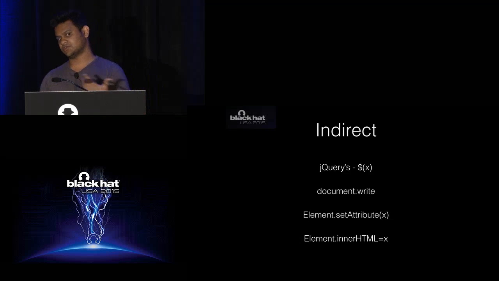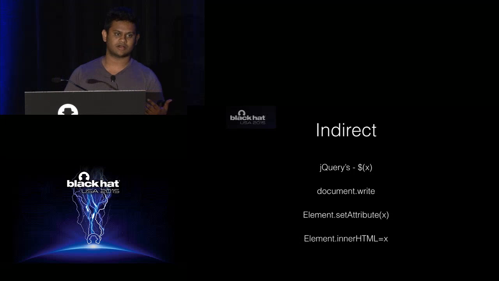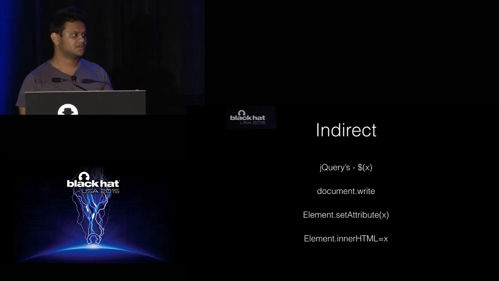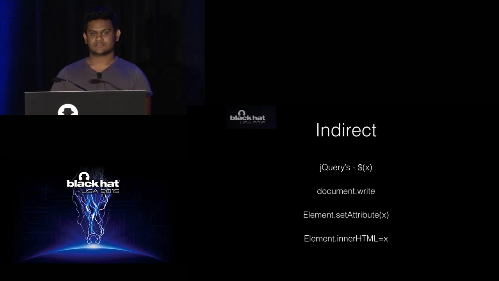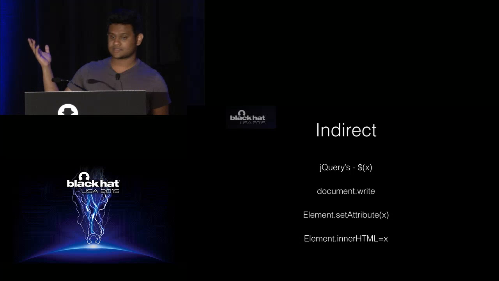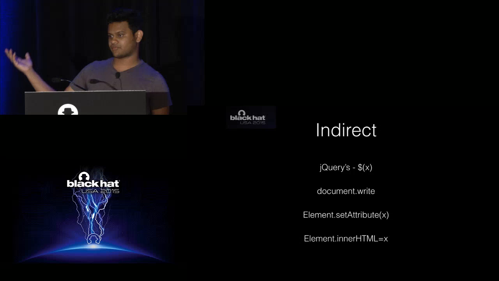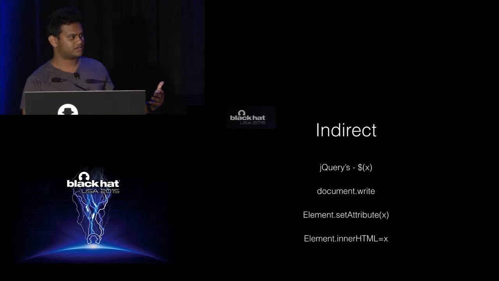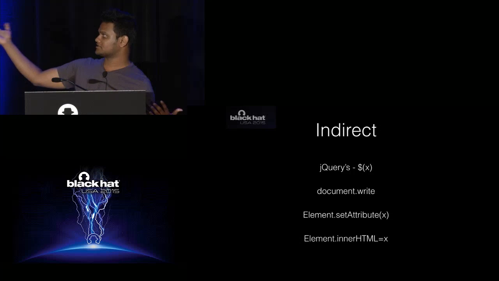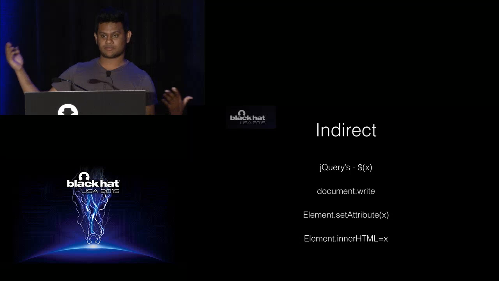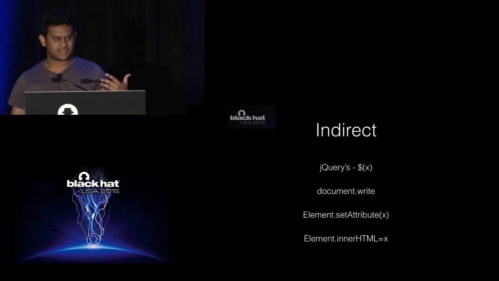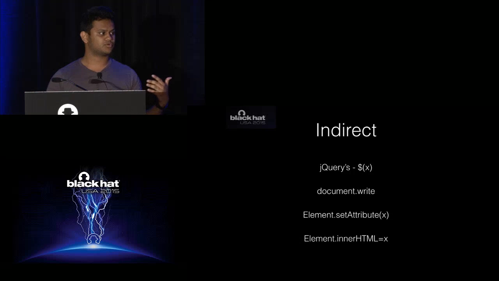The most interesting ones to me are the indirect DOM APIs which convert strings into code. Something like jQuery's selector API, the dollar of whatever string you give, or document.write. The document.write itself is a DOM API, it's JavaScript, but it can take a string and put it in as HTML.